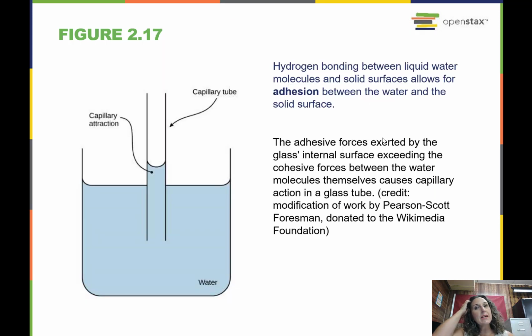Hydrogen bonding between liquid molecules and solid surfaces is called adhesion. So basically, if you have like a straw, you're drinking out of a straw, the water molecules are actually going to attach to the side of the straw. So once you drink your liquid from a straw, when you let the water go back down, you'll see on the sides, there'll still be some droplets, okay? And that's because of adhesion.